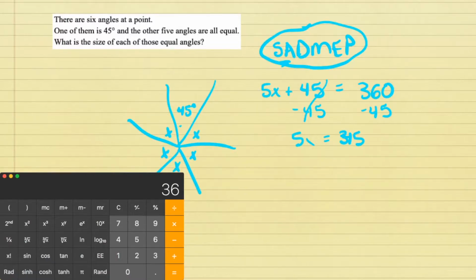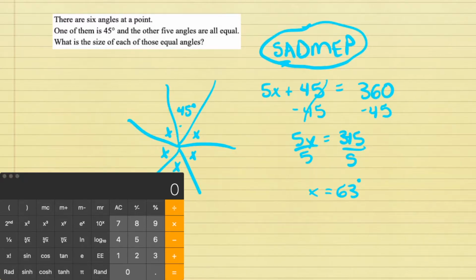So 360, subtract 45. So I get 315, and then I'm going to divide by the 5 here. So the last step here is to divide by 5. So 315 divided by 5, and I get 63. And there's your angles. That's all those mystery x's.